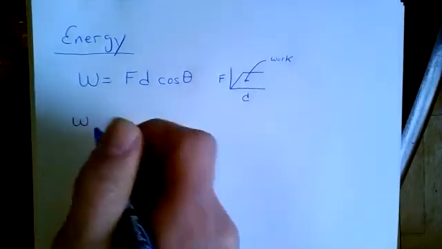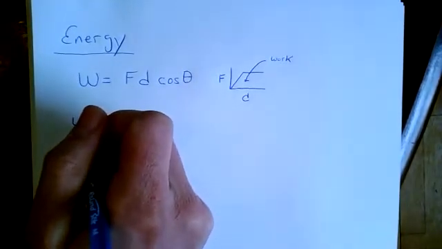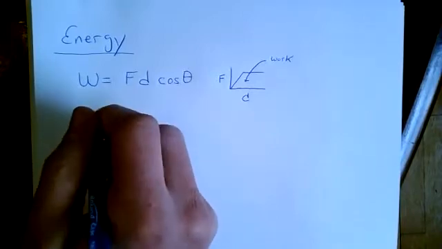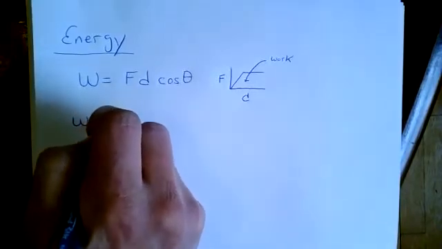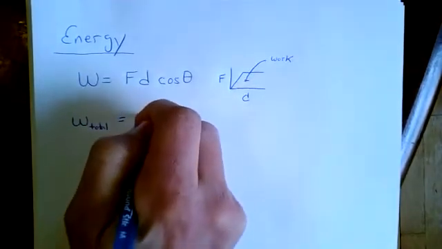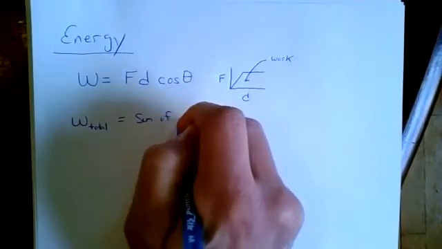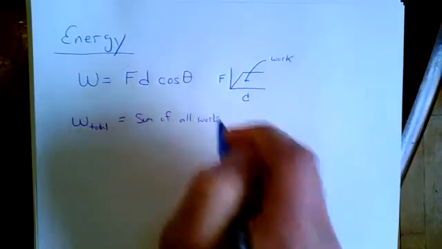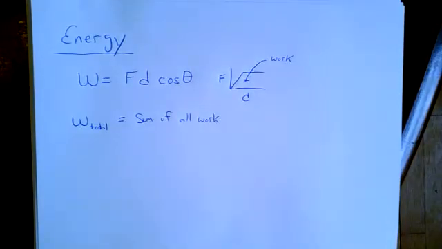Sometimes you're dealing with an object that's experiencing multiple forces, so it's being worked on in multiple ways, and you have to calculate total work, which is just the sum of all work. Nothing fancy there. Do keep track of your signs though. Some work can cancel out other work, like for example, friction is often doing negative work compared to the other things happening in the problem. So be careful of signs and what's happening there.